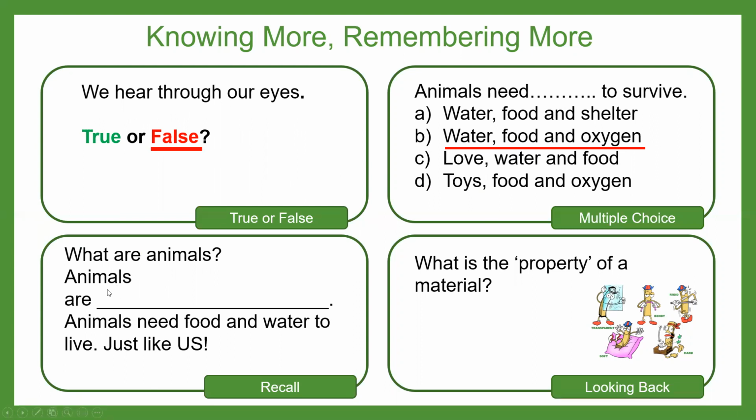What are animals? Animals are living things. Animals need food and water to live, just like us. And what is the property of a material? It's the words used to describe a material.